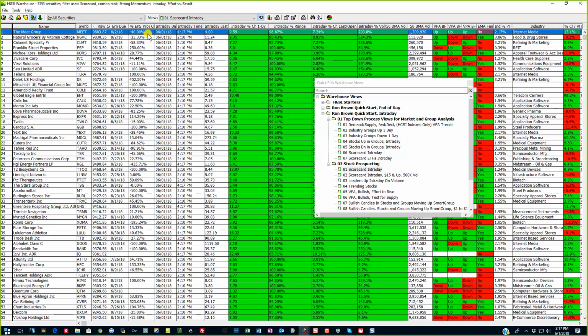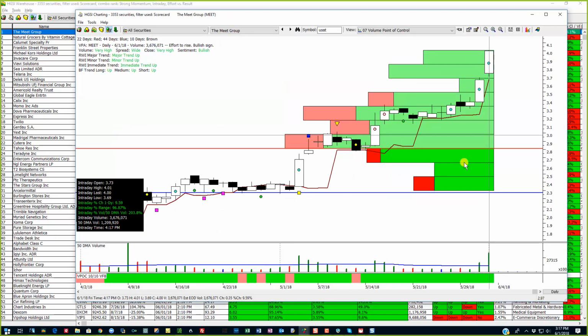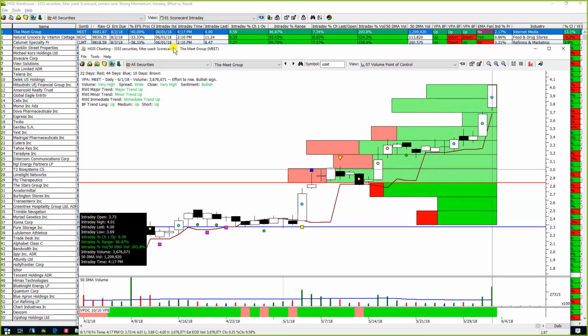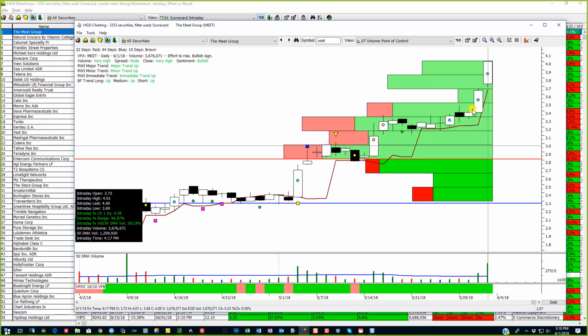Anyway, this is a stroke of luck because this is a stock that I happen to be in. And I did not plan that. I bought this stock yesterday. Why did I buy it yesterday? Because it was showing up in the scorecard intraday. It was near the top. It was breaking out right here.